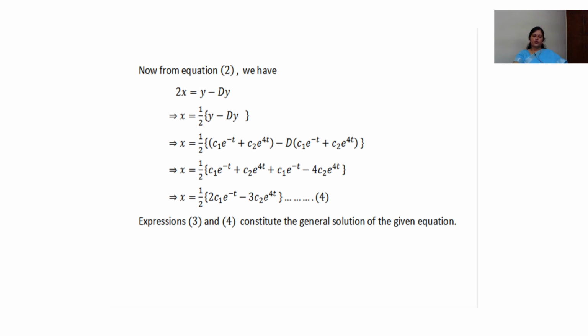So like this, we have to first solve the simultaneous equations and try to get the values of x and y in the form of a linear differential equation with constant coefficients. First we reduce the equation to that form, then we go for the simplification. With this example, I think you can understand how to solve simultaneous equations with constant coefficients.